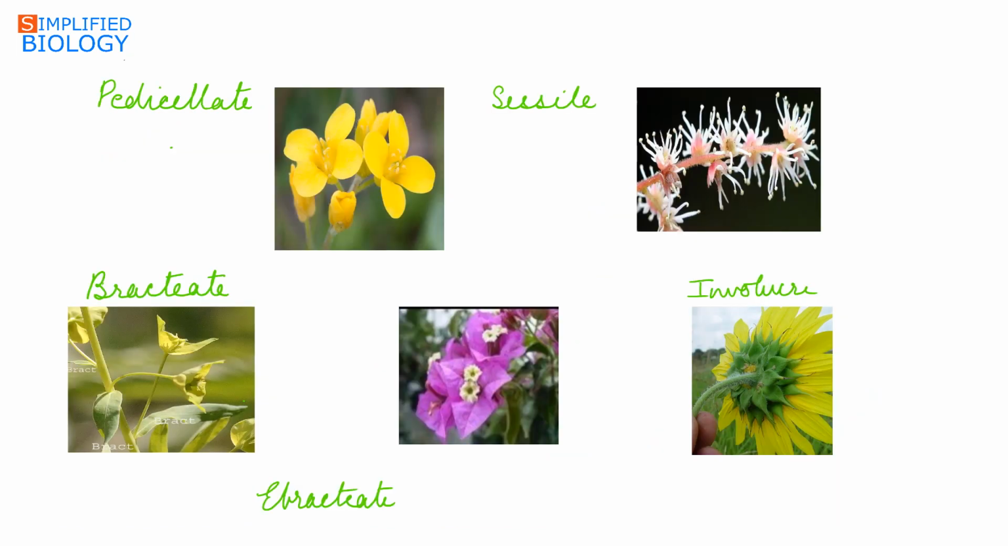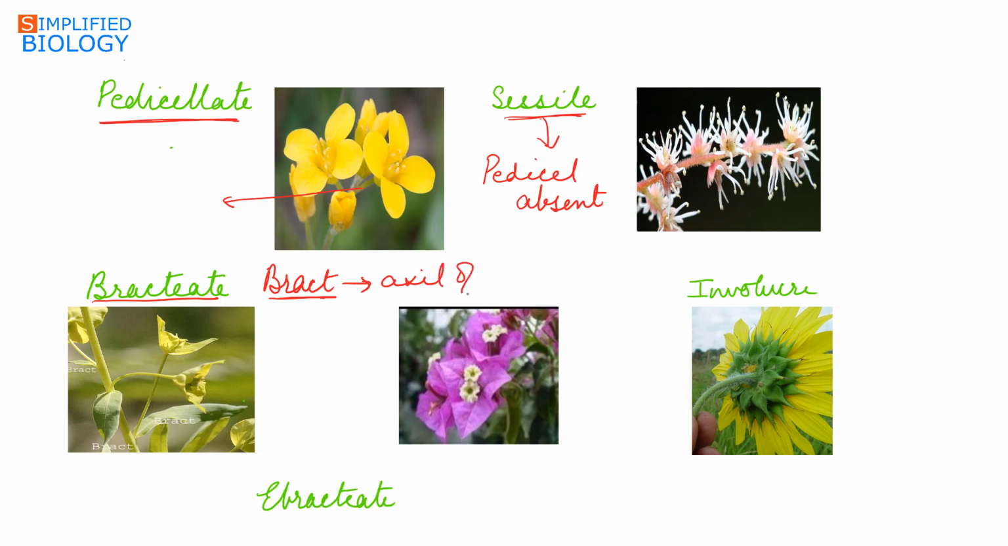Next, flowers in which pedicel or the stalk is present are referred as pedicellate flowers, and the flowers in which the pedicel is absent are referred as sessile flowers. Next, bracteate. Now, bract is a green leafy appendage in the axil of which a flower develops.